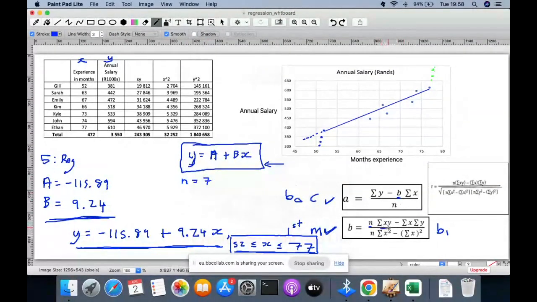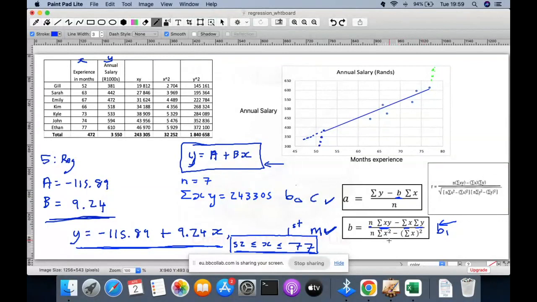The next symbol in the equation is the sum xy. Remember, we have to do b1 first, in other words the slope, before we do the intercept, because the intercept depends on the slope. So we're going to solve this equation first using the long method. We know n is 7. Now the sum xy, you can get from your calculator. Press shift 1, and choose the option sum, which is number 3 on my calculator. You'll see all the summations that you need, and in our case we want sum xy. If you select it, you should get a value of 243,305. So you can get all the values you need from your calculator.